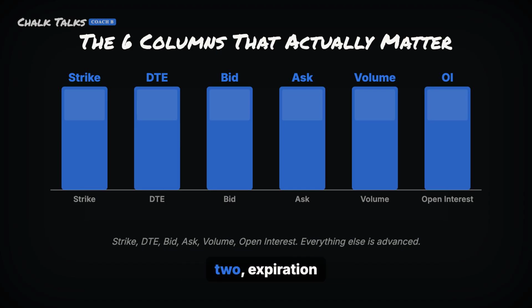Number 2, expiration or days to expiration, DTE. This tells you how much time the contract has left. More time equals more premium. Less time equals less. I like being about 45 days out. That's typically where I like to be because you get a decent amount of premium without being too far out in the future.